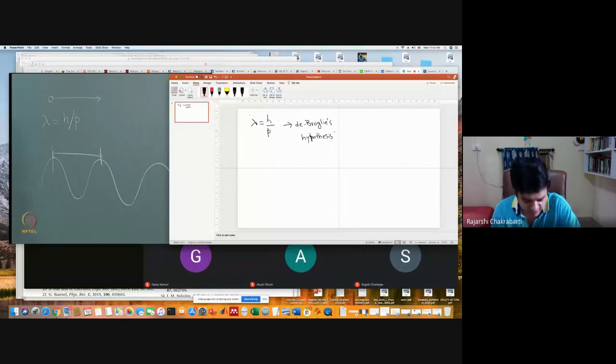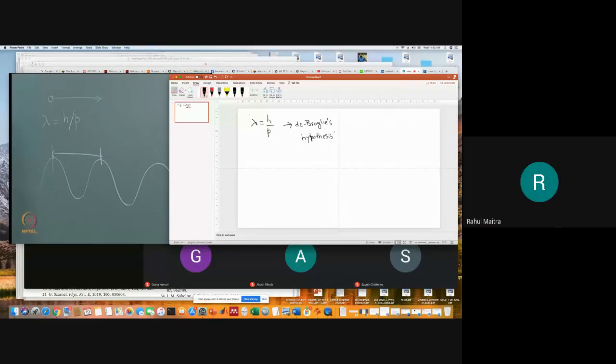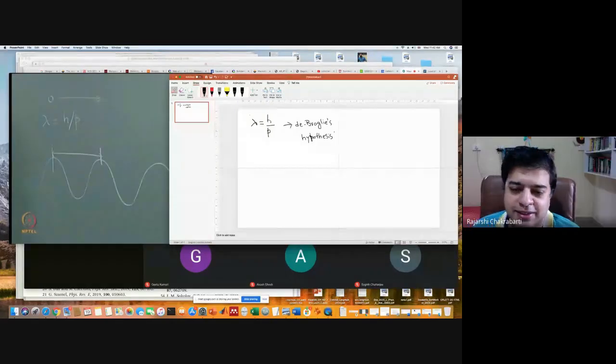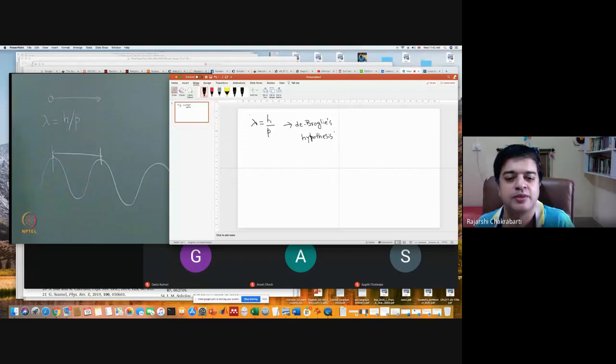Because lambda is given by h by p. It would not come to a common man's mind, no? It's not derived from first principles. You can see that the dimensions match, but I can match dimensions by taking many things. I can put something divided by something and make it a length. But you put h divided by p. Now see very carefully, p comes from classical mechanics. This is linear momentum, isn't it?